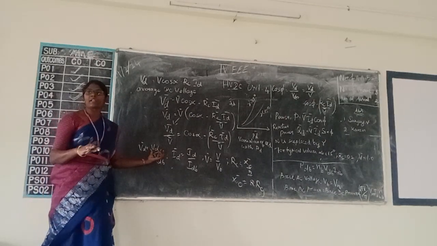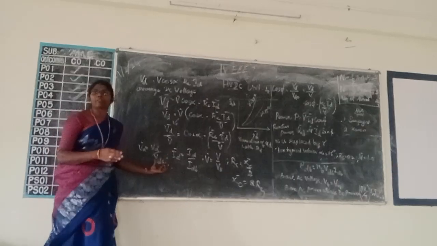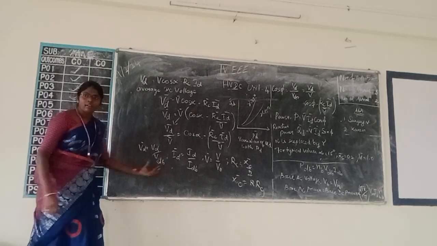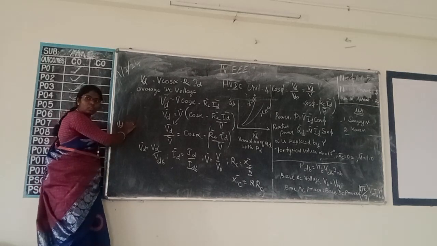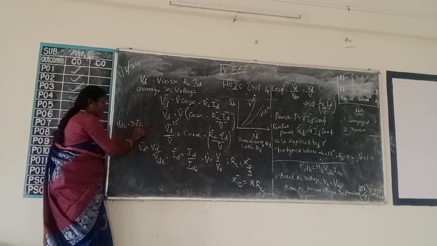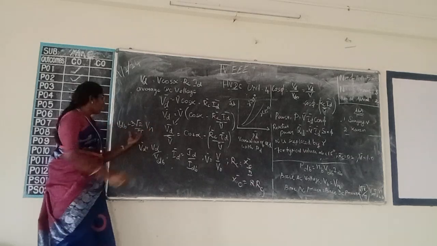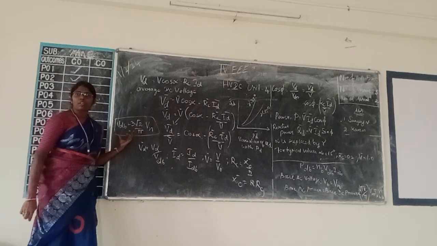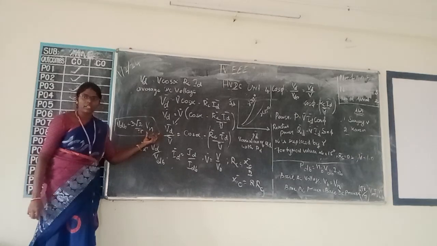The basic operation being average DC voltage, that is VD divided by our base converter voltage VDB. What is our base converter voltage? VDB is equal to 3 into root 2 by pi BN. That is our base voltage, base converter voltage. That is VDB is equal to 3 root 2 by pi BN.